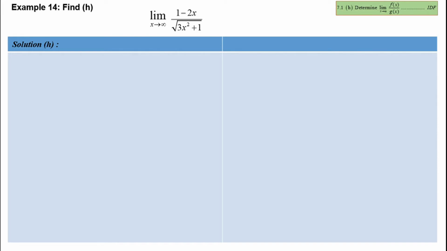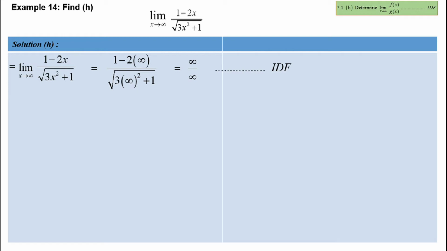For this question, we must test the function first, by substituting the value of x with infinity. And we get infinity divided by infinity. So, this is an indeterminate form, or we may call it I.D.F. as a short form.